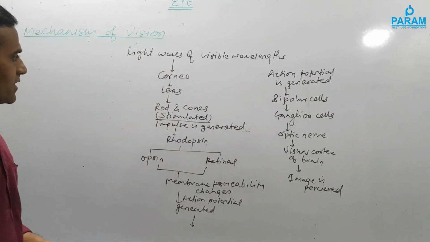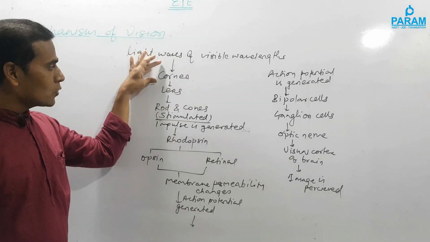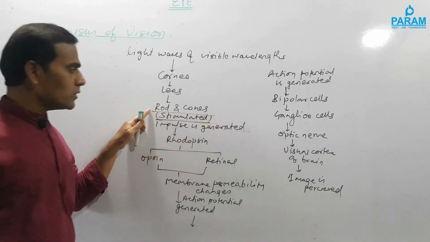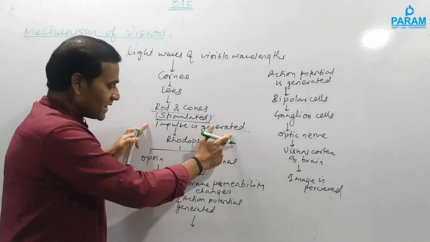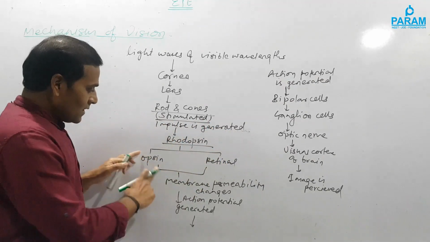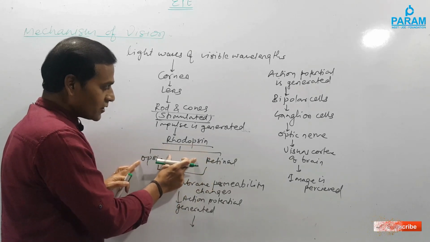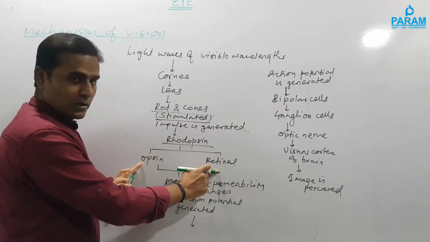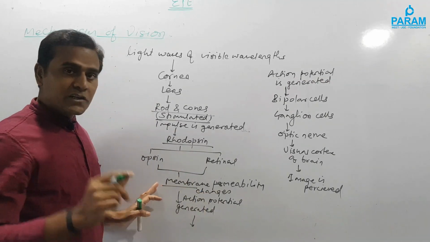Okay, we will once again repeat this. What happened? Light waves of visual wavelength entered eyes through cornea, then lens, and which falls on your rods and cones. It gets stimulated, then action potential is generated. It causes breaking of this rhodopsin pigment present in the rods, which forms opsin and retinal. Means these are the derived product from rhodopsin. As this opsin and retinal are dissociated from one another, it causes membrane permeability to change.